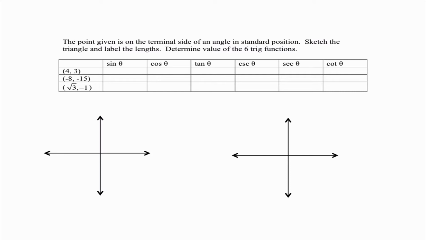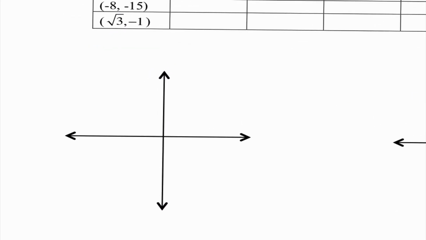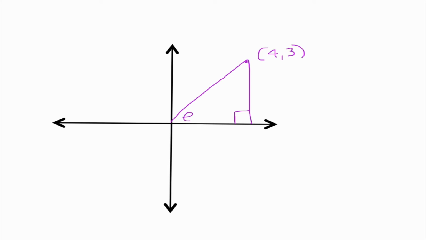Okay, so now we're going to put this to use. It gives us an ordered pair, and we're going to have to figure out all 6 trigonometric functions. So our first ordered pair is 4, 3. I know that 4, 3 has to be somewhere in quadrant 1. I definitely do not need to be to scale, but it just means that I am going to go ahead and sketch a triangle in quadrant 1.